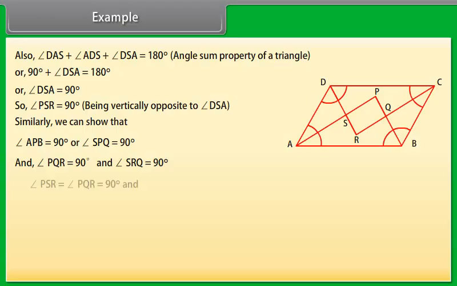We can see here that angle PSR is equal to angle PQR, which equals 90 degrees, and angle SPQ is equal to angle SRQ as 90 degrees.